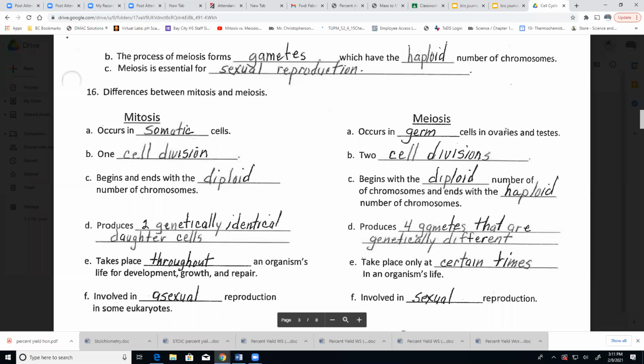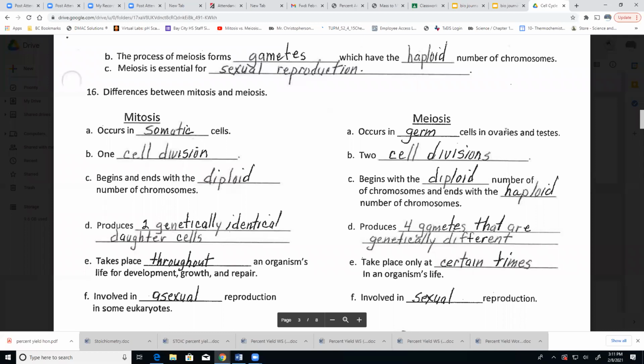It takes place only at certain times in the organism's life. So like from whenever they go through puberty. And then for females, maybe 40s or so, kind of depends. That's just a general term. For males, usually last a little bit longer. This is involved in sexual reproduction. So sexual means that there's a contribution from the male and the female to come together to form the offspring.